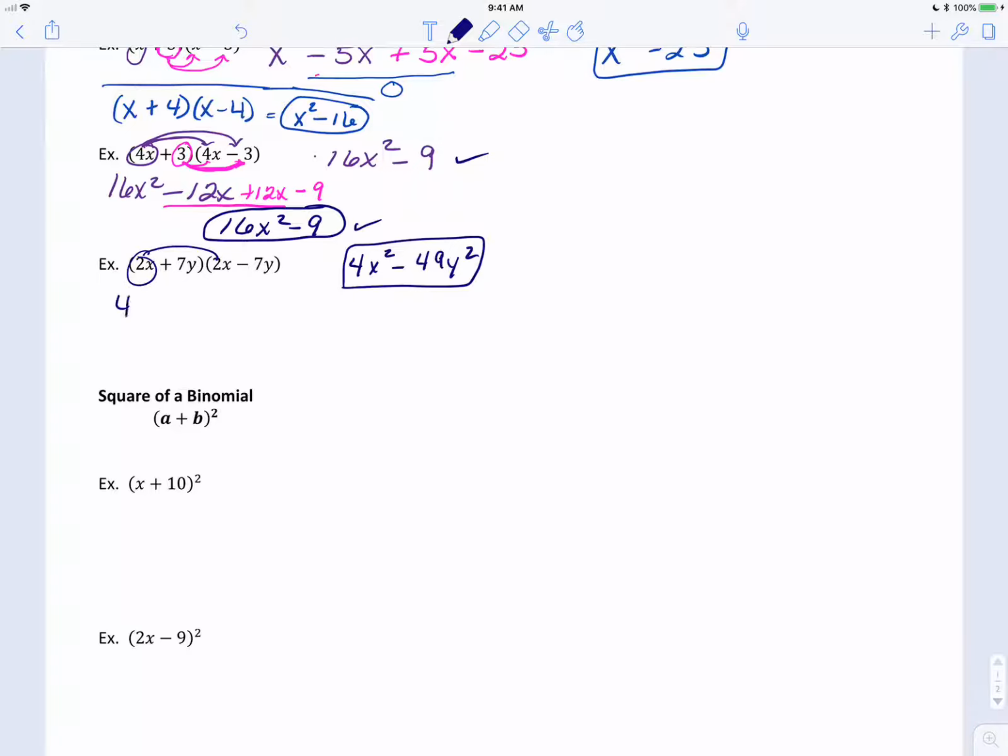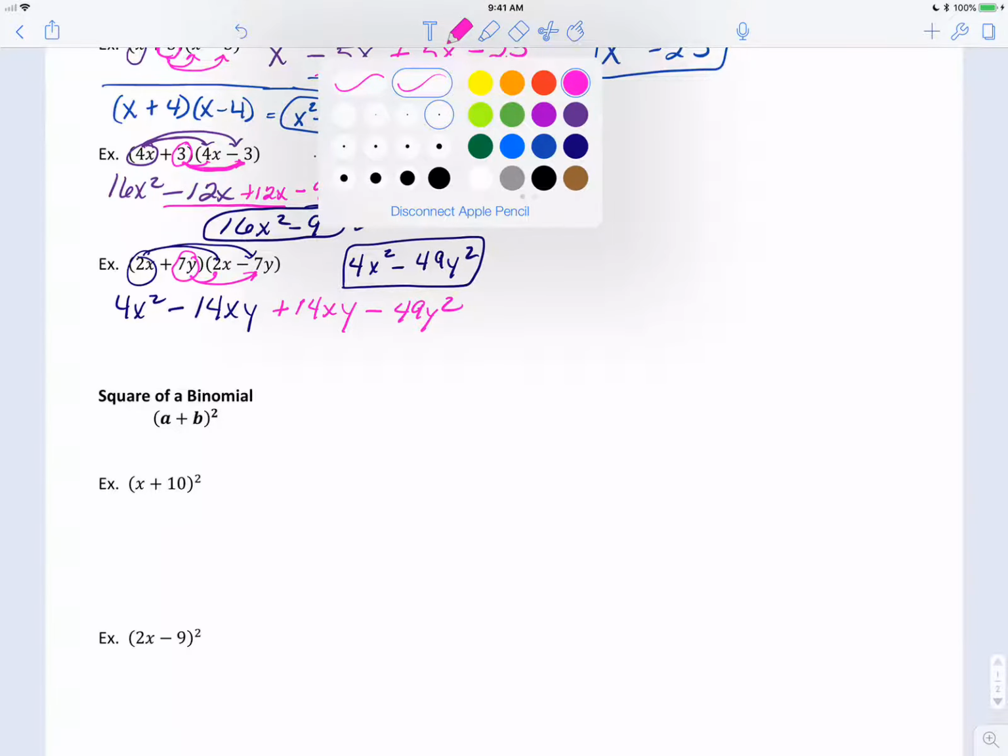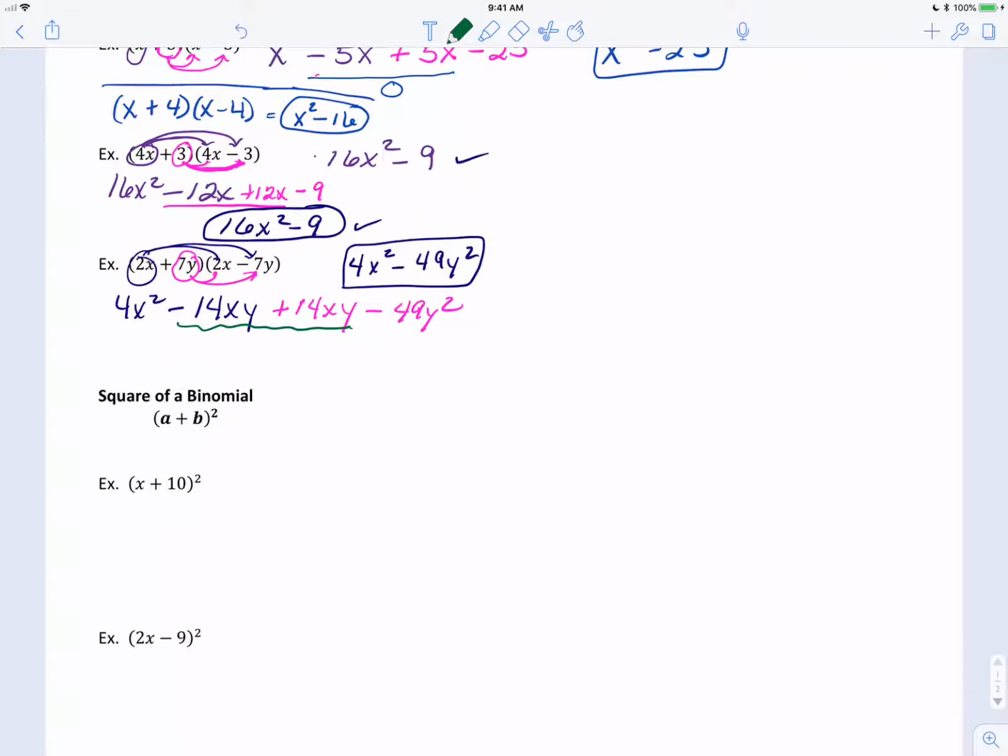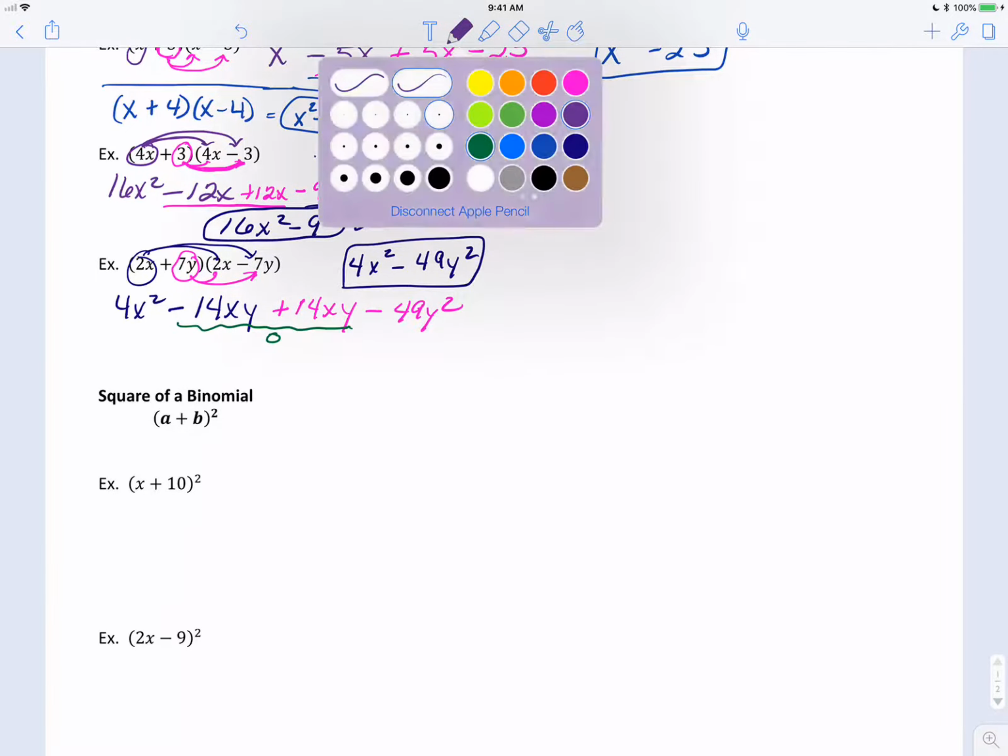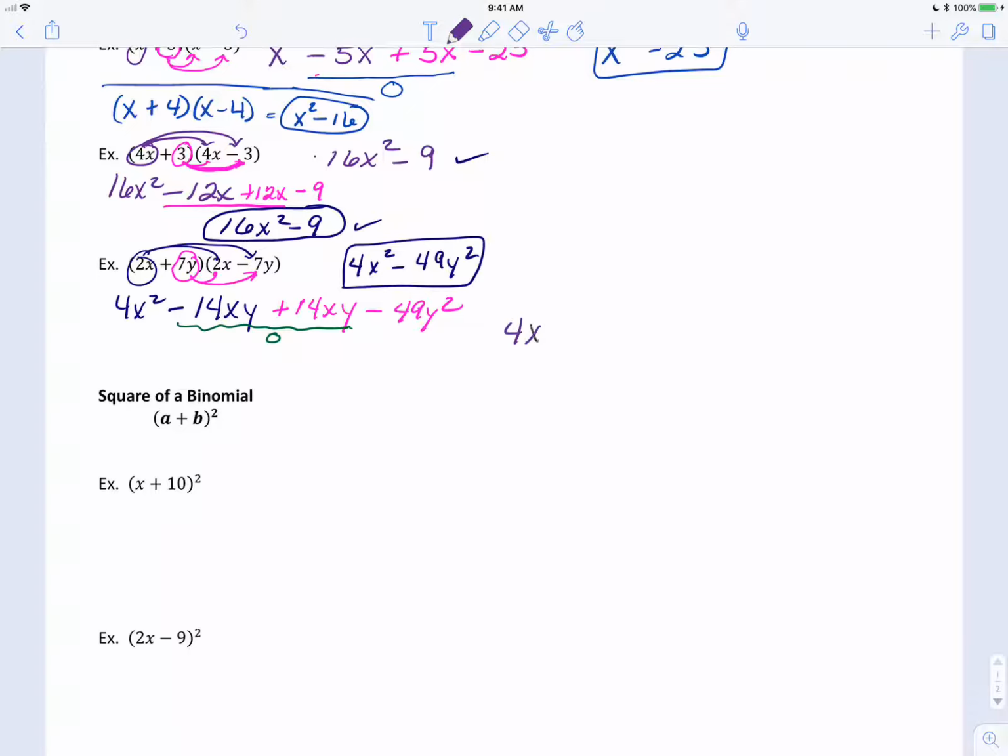2x times 2x is 4x squared. 2x times negative 7y is negative 14xy. Then we have our second term in the first binomial, multiplying it by everything. That gives us positive 14xy and then negative 49y squared. Well, notice again, these cancel each other out, creating 0. What do you have left? We had the answer we originally guessed at, 4x squared minus 49y squared.